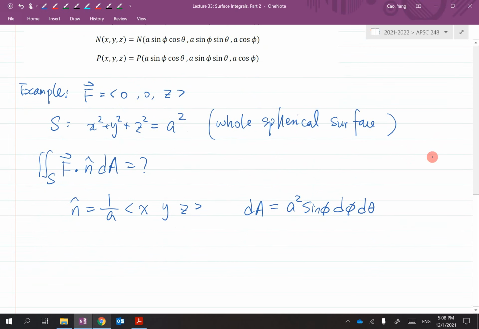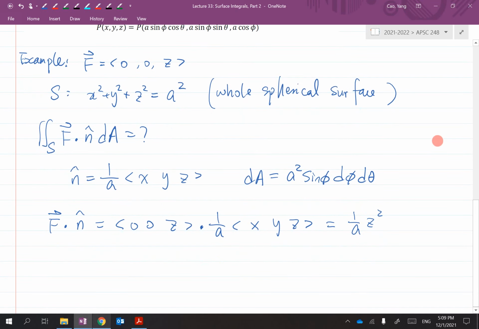Once you have these two written down, then for the F, you can calculate this offline first before you insert it into the surface integral. So let's calculate F dot n hat. F is 0, 0, Z dot this n hat, 1 over A times x, y, z. Dot product: multiply each component and then add them together. You got 0, 0 here, which is pretty convenient. You get 1 over A multiplied by Z squared.